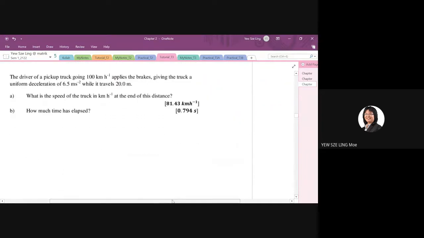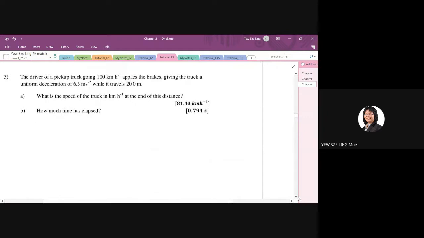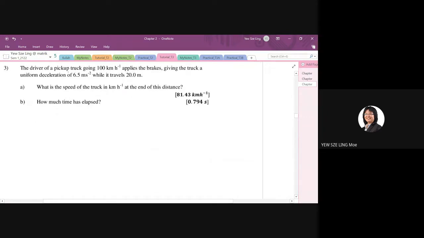Okay, now let's look at question 3. Question 3 is a bit tricky. Okay, the reason is because it uses different units. So when it comes to these types of questions, other than knowing how to extract the information from the question, you also need to check its units.